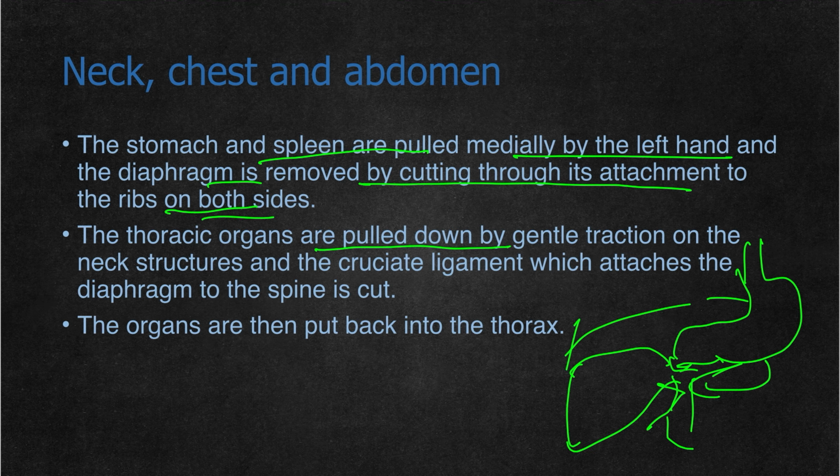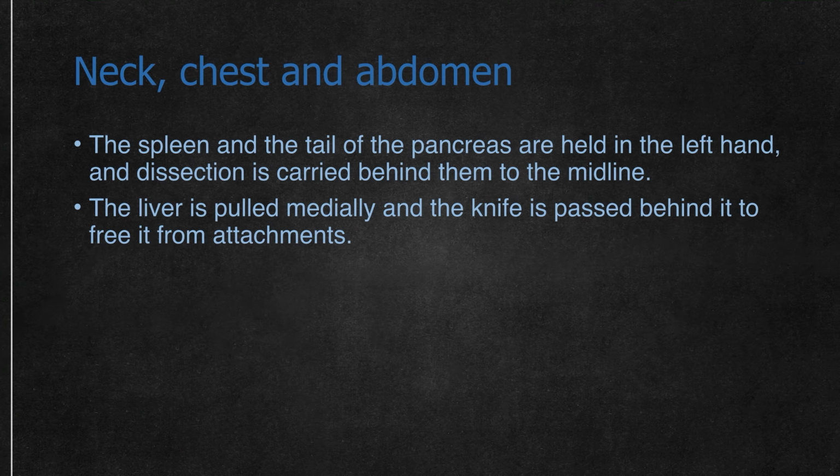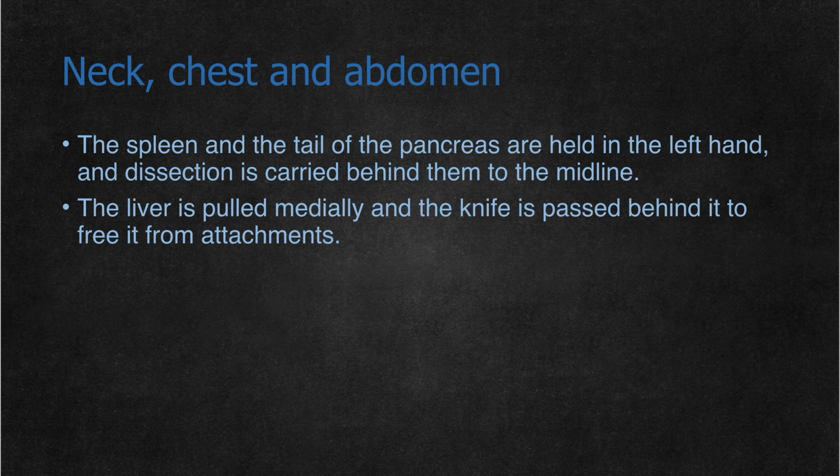Thoracic organs are pulled down by gentle traction on the neck structures, and the cruciate ligament which attaches the diaphragm to the spine is cut. The organs are then put back in the thorax. Once the chest organs are separated, they have to be put back. Then the spleen and the tail of the pancreas are held in the left hand, and dissection is carried out behind them in the midline.